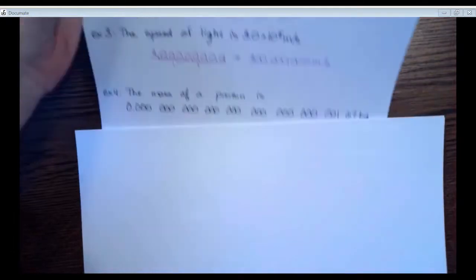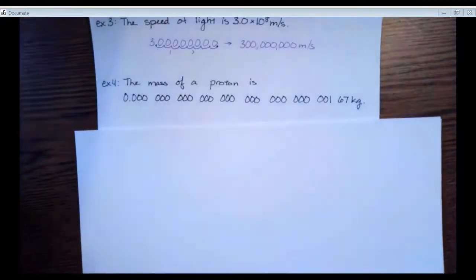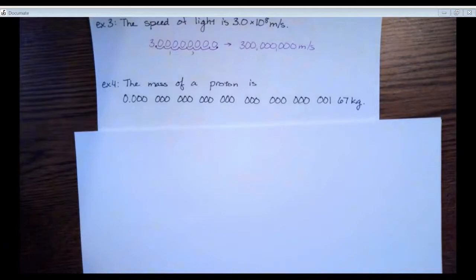So example 4, the mass of a proton is, okay, that is a ton of zeros. And if I think about this, I expect it should be a really small number because we're talking about protons, which are teeny, teeny, tiny. I can't see them. So they're going to have a really small mass, which means I'm going to have my exponent, my times 10, raised to a negative power.